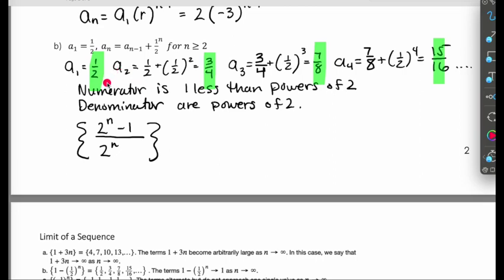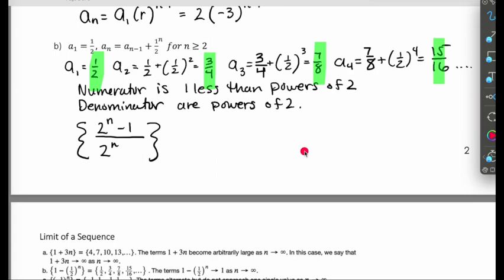For the second term, I take the previous term that goes here and add 1/2 to the second power, which gives me 3/4. For the third term, I add the previous term to 1/2 to the third power, and I get 7/8. For the fourth term, I take the previous term and add 1/2 to the fourth, which gives me 15/16. So now I have my terms written out, and I highlighted them in green so that it's easy to spot. But we want to find the pattern with these.